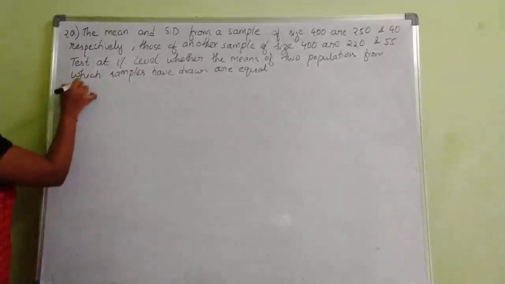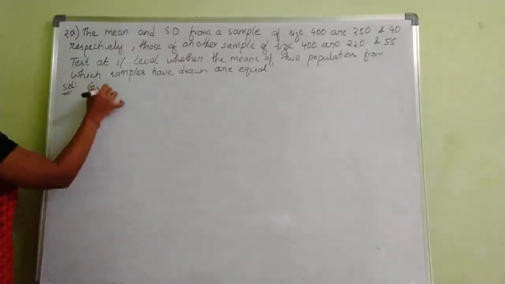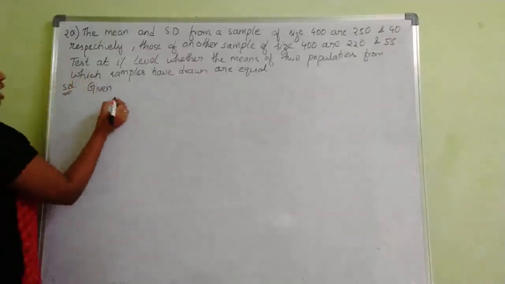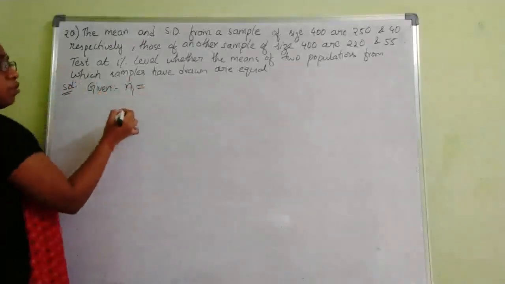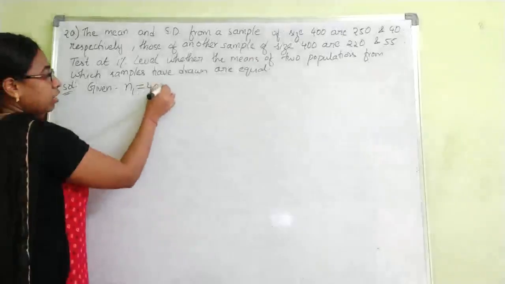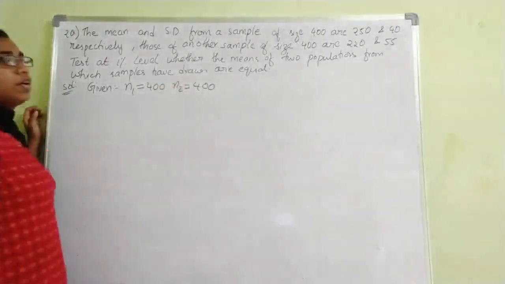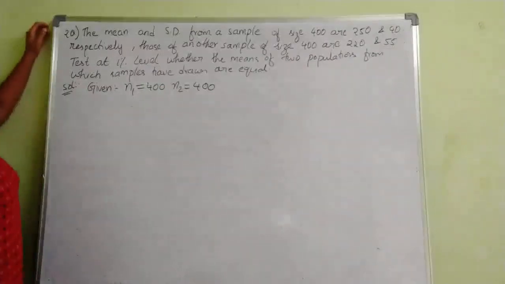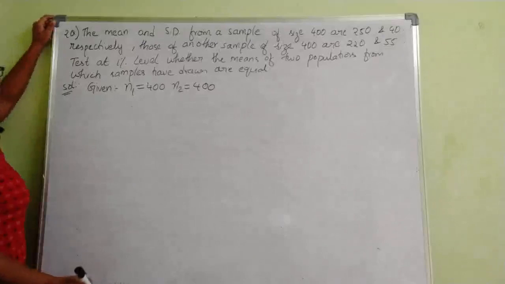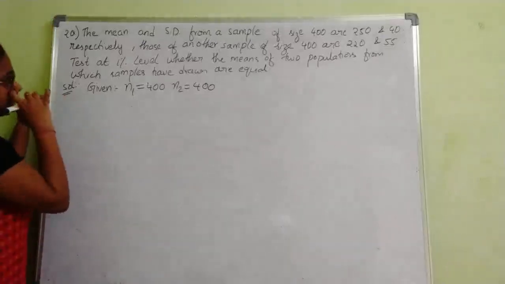Solution. Write down the given values. So the given values are N1 equals 400, N2 equals 400. Both sample sizes are the same, that is N1 equals N2 equals 400, and the means and standard deviations are given.